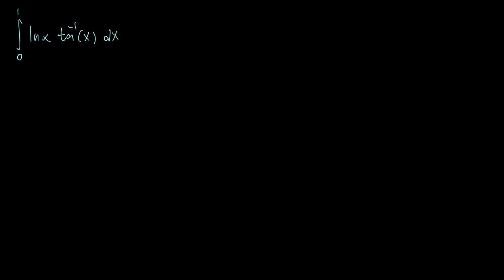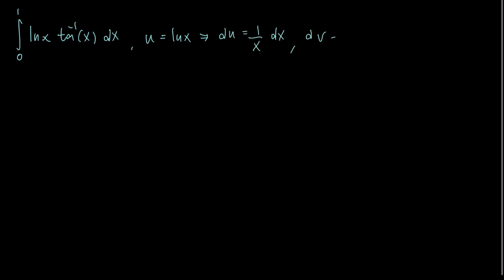Today we'll be doing the integral from 0 to 1 of the natural log of x times the inverse tangent of x dx. And to start off, we could use integration by parts. So we're going to let u equal ln x, which means that du equals 1 over x dx. We could let dv equal the inverse tangent of x, which means that v equals the integral of the inverse tangent of x. And I already did a video on this.